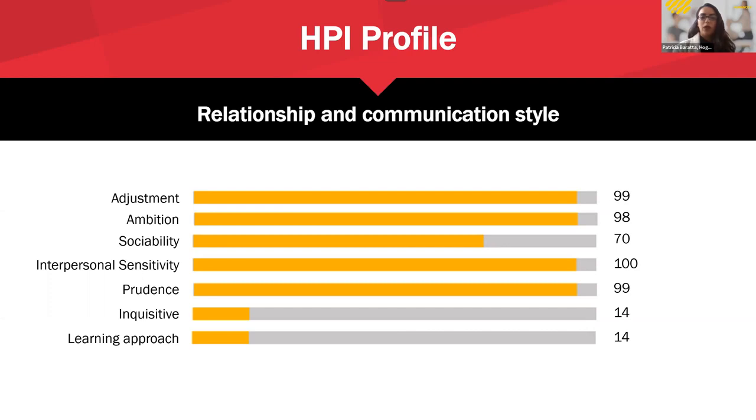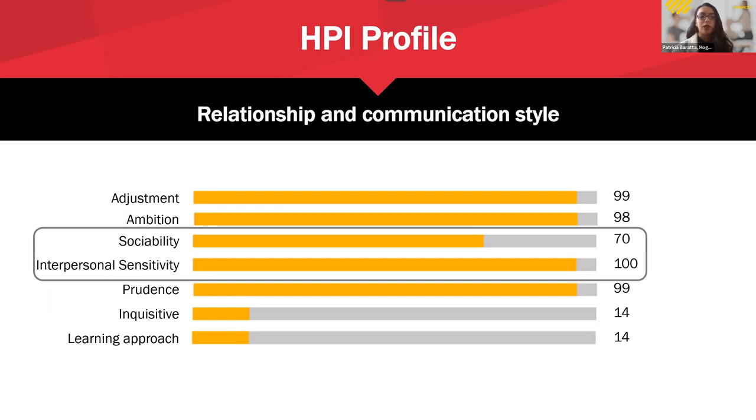So knowing that we are chunking together sociability and interpersonal sensitivity to give insight into someone's relationship and communication style, our theme could be, this is someone with a lot of breadth and depth in their relationship and communication style. So this is someone who is socially proactive, who's engaging and socially self-confident, but also probably approaches relationships in a way that is based on trust, consideration, and support, and aiming to build those long-term relationships. So that's the theme that we're extracting from the HPI.